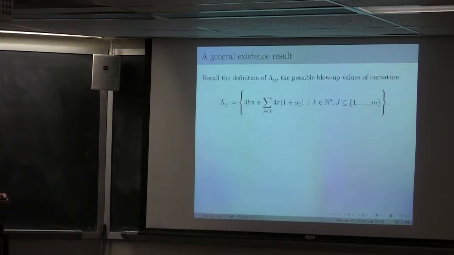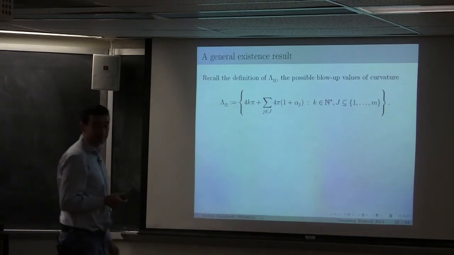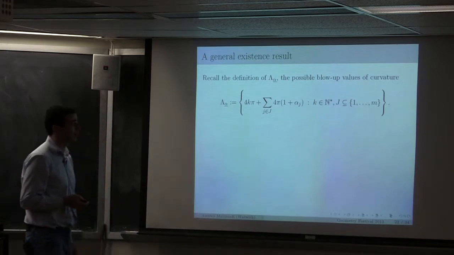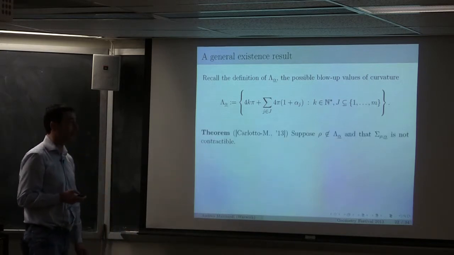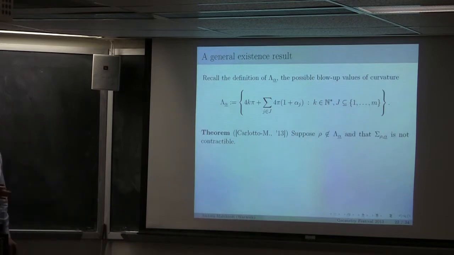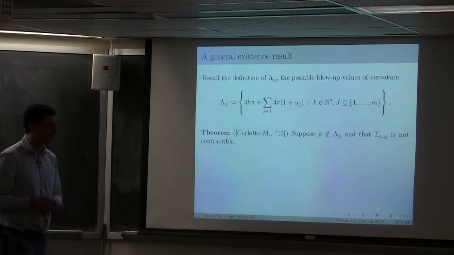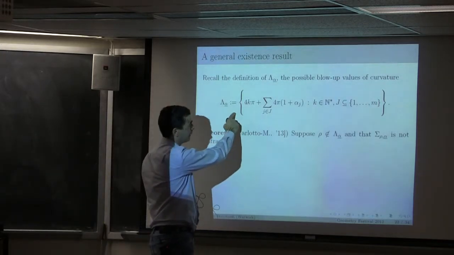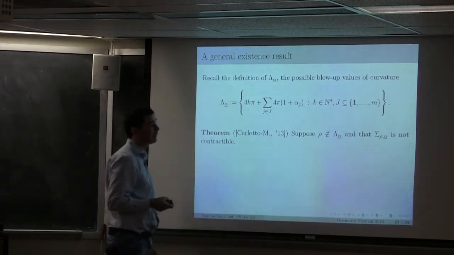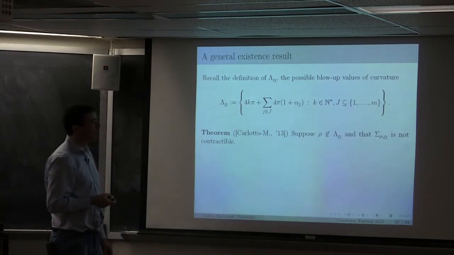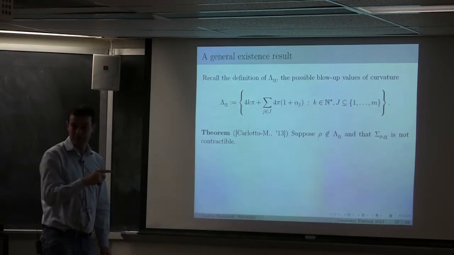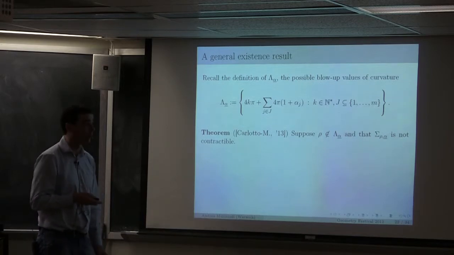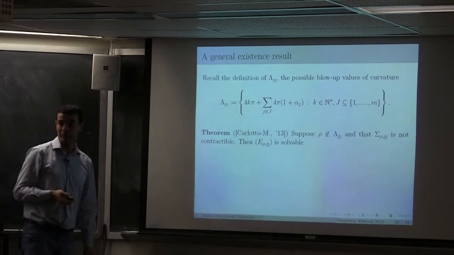So let me recall the set of the possible blowup values for the curvature, which can be written in this way. That's a theory which is actually work in progress, but close to completion. If ρ does not belong to this critical set Λ_α, and if Σ_{ρ,α}, this family of measures, is not a contractible set, as, for example, in the pictures we saw before, then you can solve the problem.